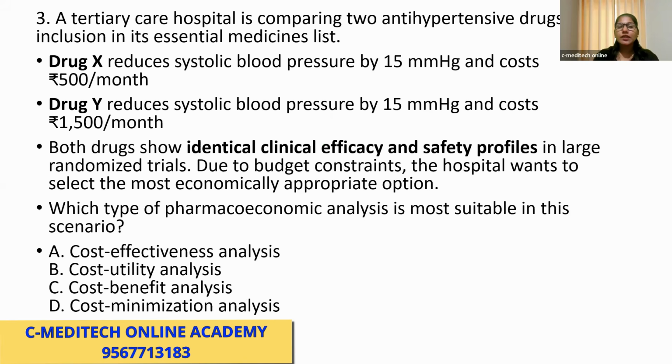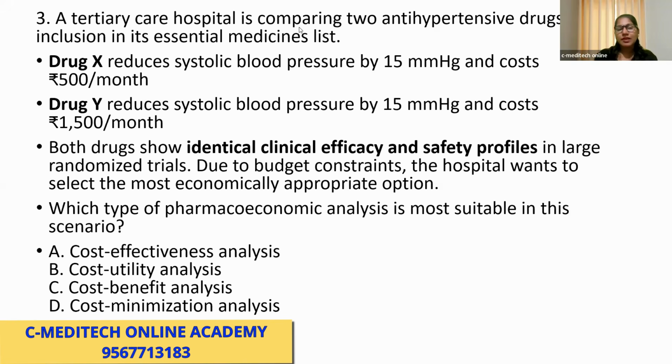Question number 3. A tertiary care hospital is comparing two antihypertensive drugs for inclusion in its essential medicine list. Drug X reduces systolic blood pressure by 15 mmHg and costs 500 per month, and drug Y reduces systolic blood pressure by 15 mmHg and costs 1,500 per month. Both drugs show identical clinical efficacy and safety profiles in large randomized trials. Due to budget constraints, the hospital wants to select the most economically appropriate option. Which type of pharmacoeconomic analysis is most suitable in this scenario? A. Cost-effectiveness analysis. B. Cost-utility analysis. C. Cost-benefit analysis. D. Cost minimization analysis.